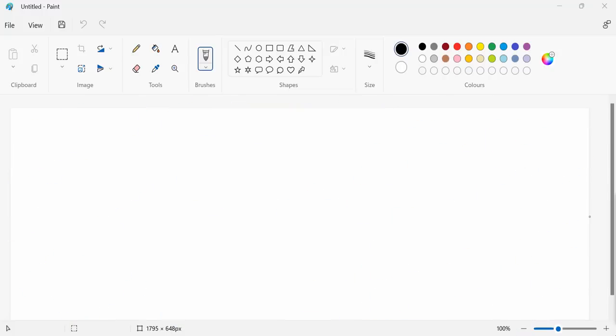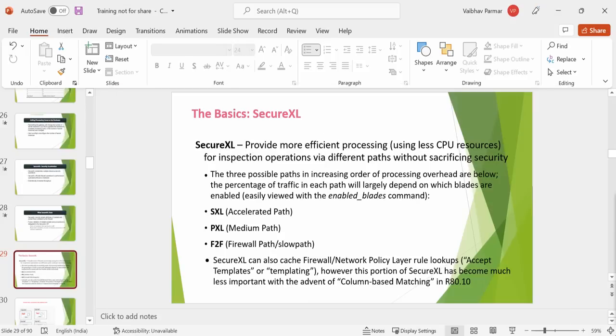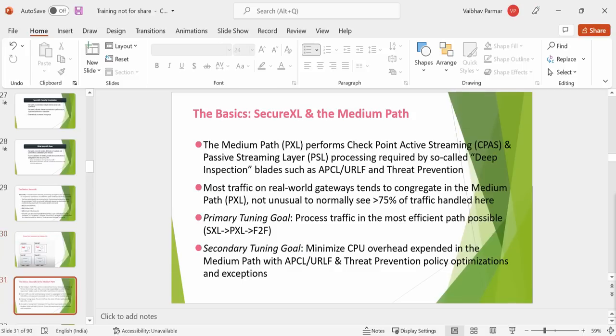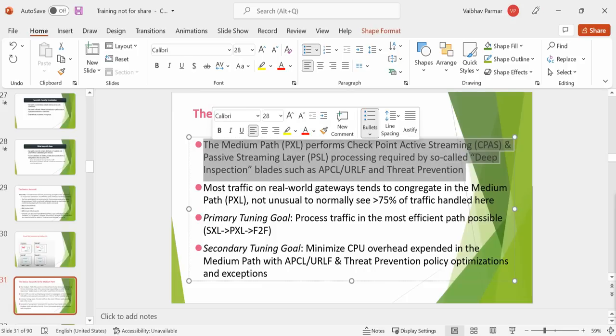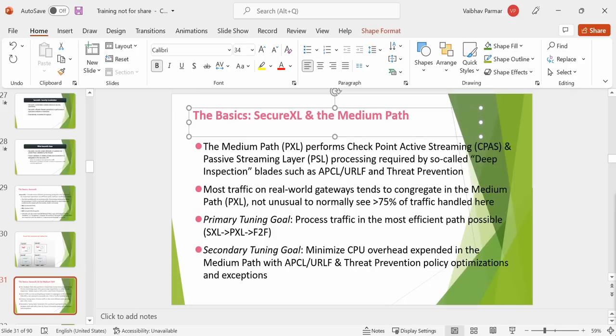So now let's come to the slide and see how the people talk about this thing. This is what the Check Point site has given as the details. The medium path, PXL, performs the Check Point Active Streaming, CPAS, and Passive Streaming Layer, PSL, processing required by so-called deep inspection blades such as APCL, URL filtering and prevention. I'm sure reading this you will not get any clue, but now you have a clue why they talked about this.